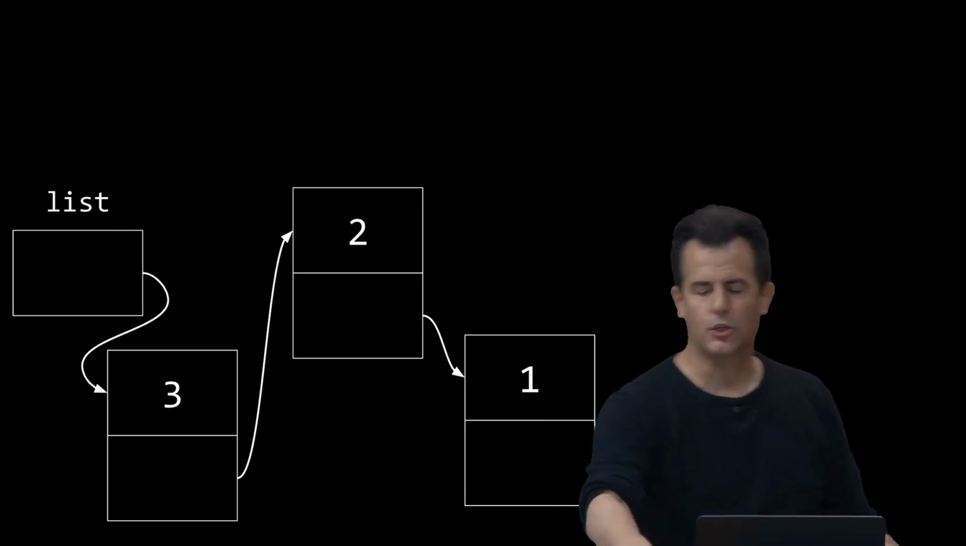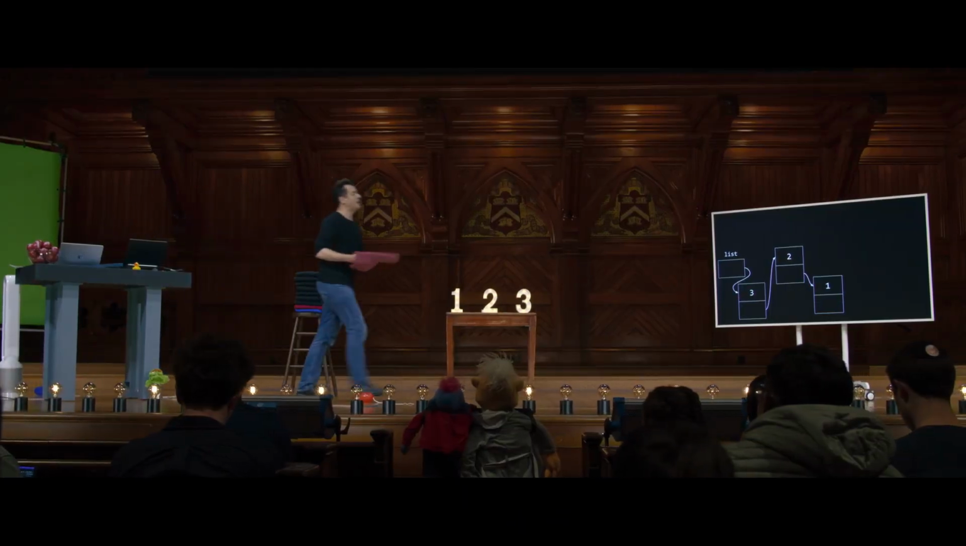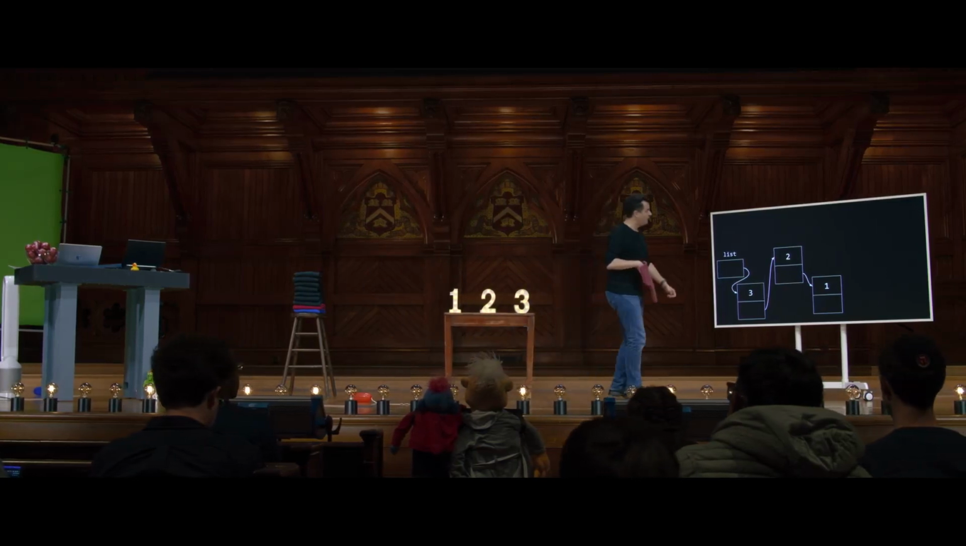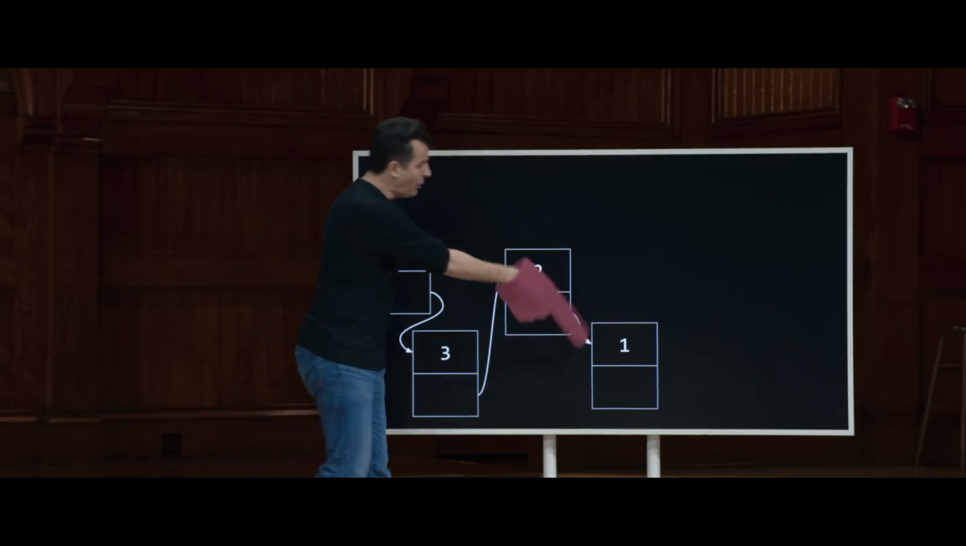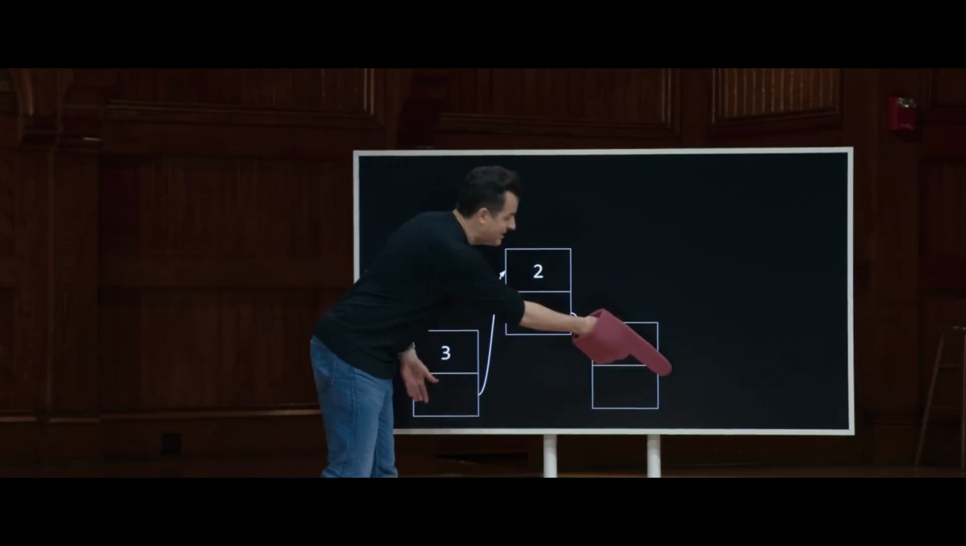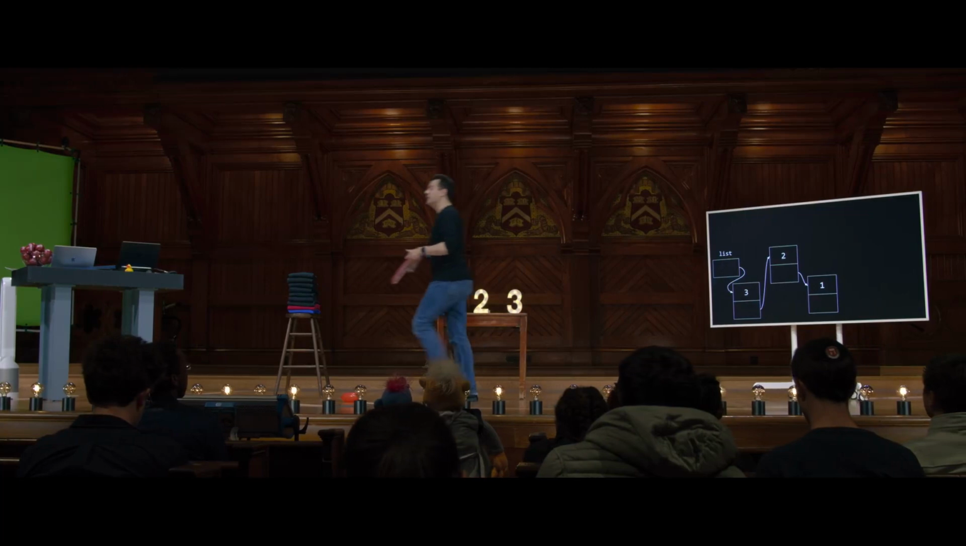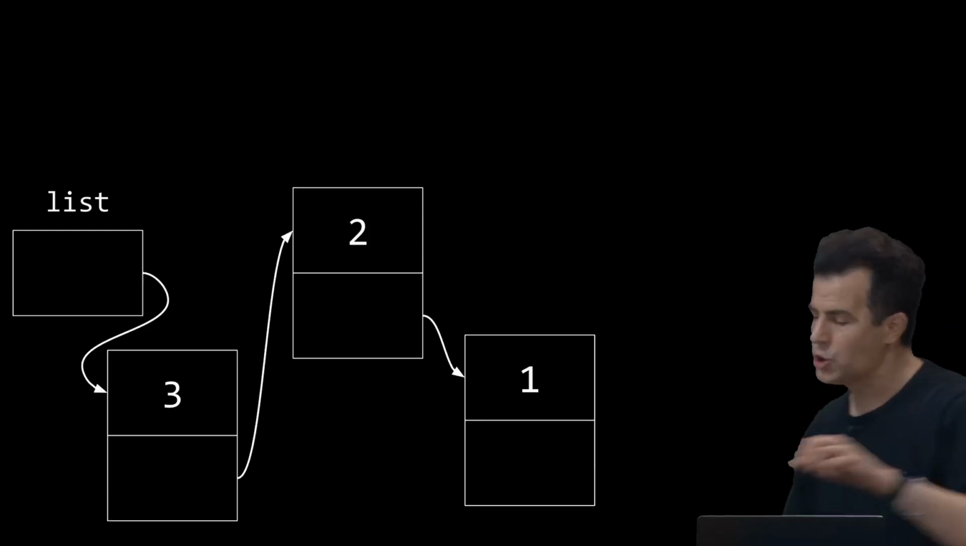Well, ideally, I could do this. If a computer can only look at one location at a time, I can sort of grab my foam finger and point at the 3 and print it out. Point at the 2 and print it out. Point at the 1 and print it out. And then because this is null, I'm all done pointing and printing.